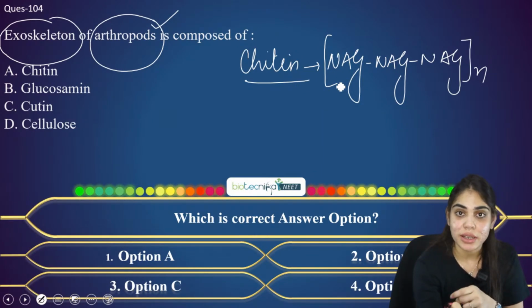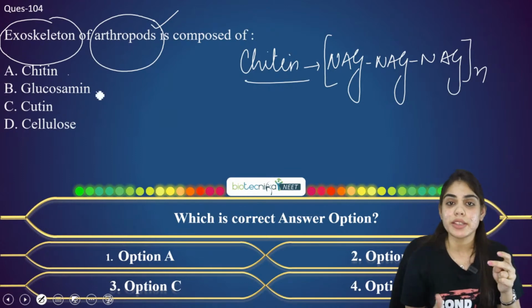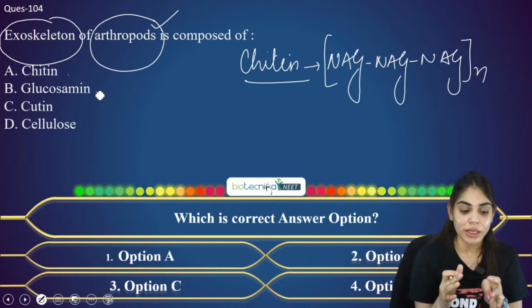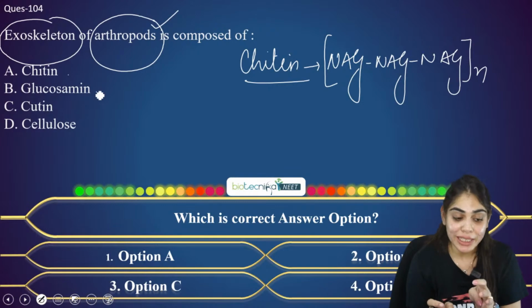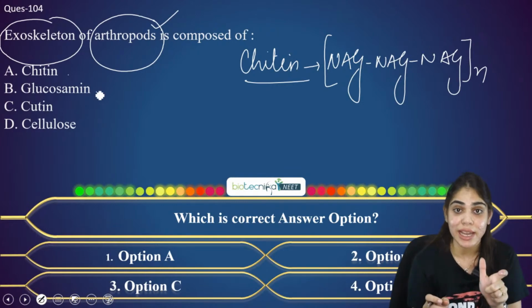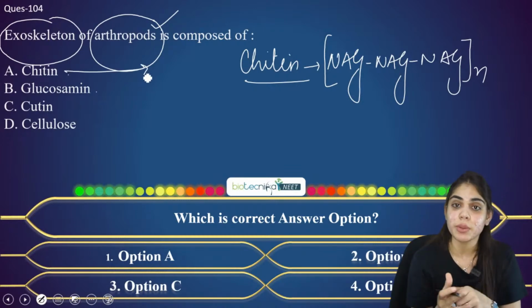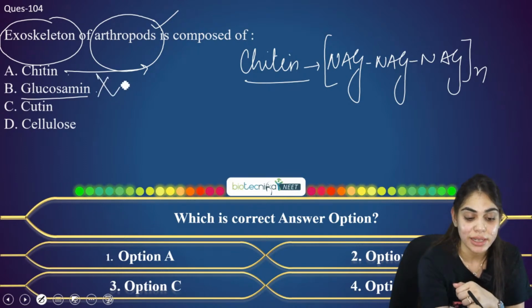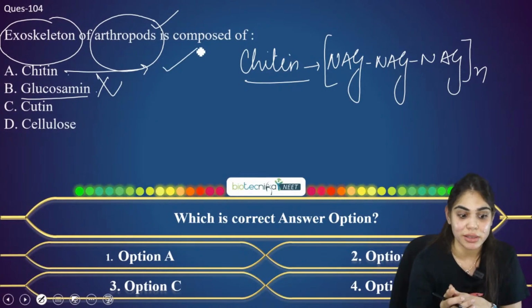Exoskeleton of arthropod is composed of either chitin or glucosamine. Now see how smartly they have given the glucosamine. If you get tricked by this question, you will just mark option B. But here you have to select the exact or suitable answer. Chitin is a polymer made up of N-acetyl glucosamine. But in option B, it is given glucosamine but not N-acetyl. That means this option is wrong. So far we have seen that chitin is the right answer.